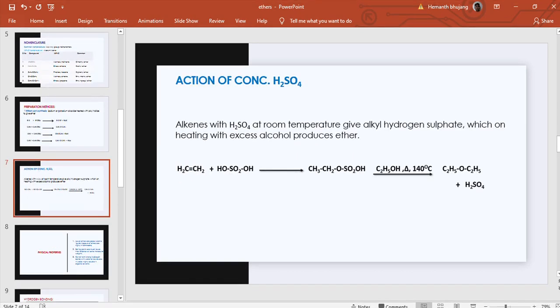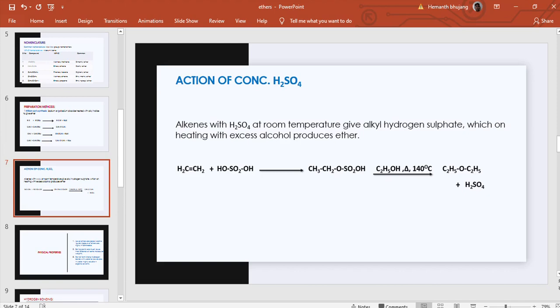And one more preparation method is by the action of concentrated H2SO4 on alkenes. When alkenes are allowed to react with concentrated H2SO4 at room temperature, what happens here is, when an alkene, that is, I have taken CH2=CH2, which is nothing but ethylene, reacts with the sulfuric acid, the addition is taking place.